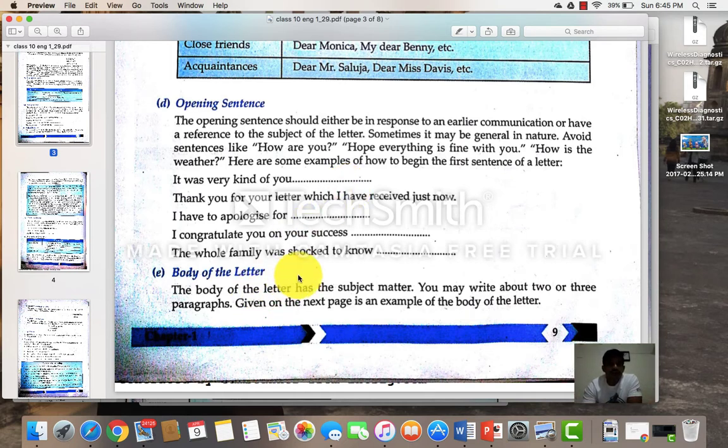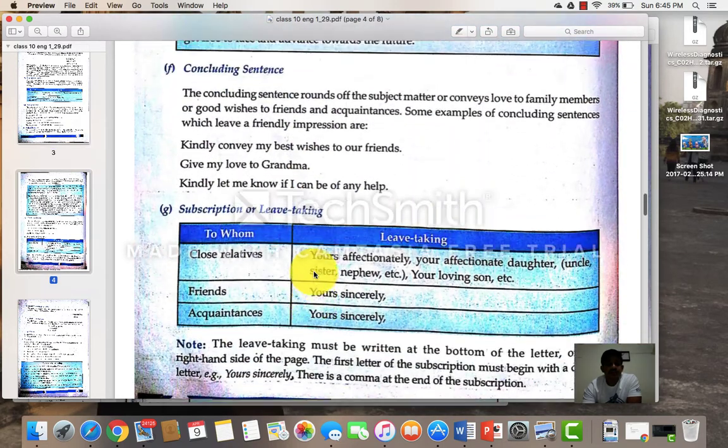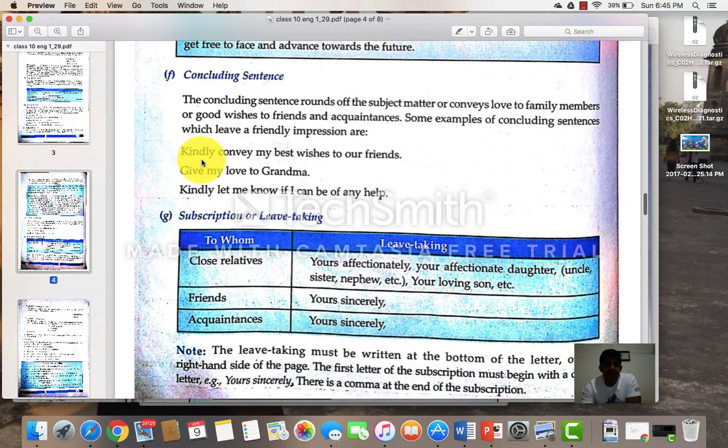And after this comes the conclusion, the final paragraph, where you will say, kindly convey my best wishes to our friends, or give my love, kindly let me know how I can be of any help, or hope to receive another letter from you, hope to hear from you, give my love. Such conclusions can be made.